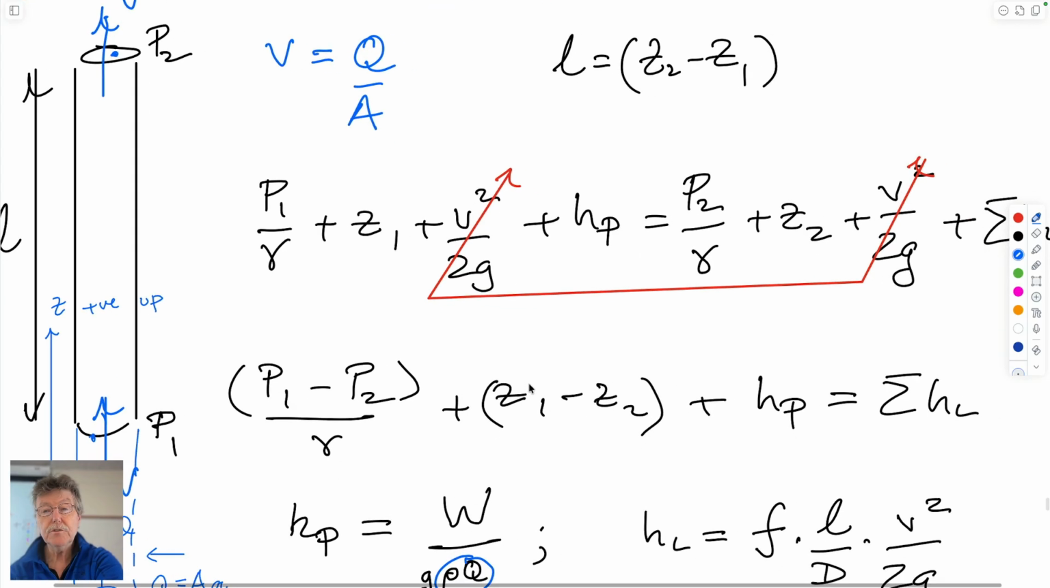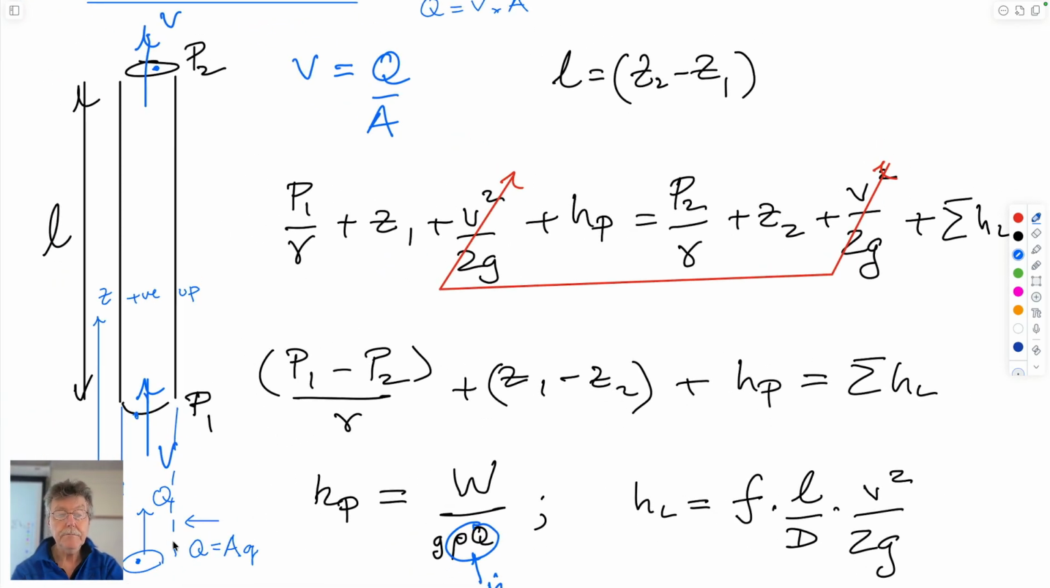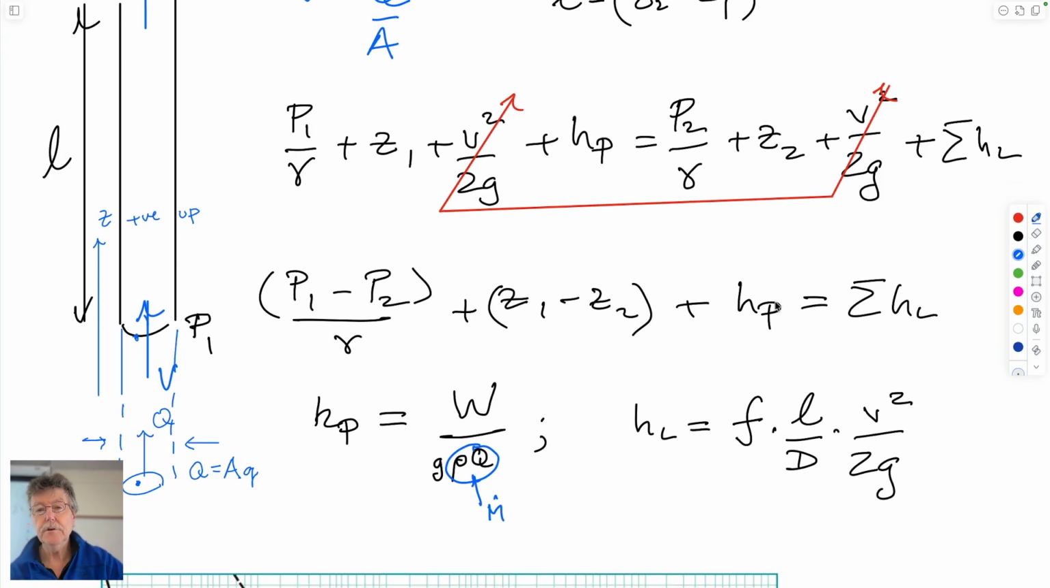Bernoulli's is written between upstream at the bottom and downstream at the top. Elevations are at the base of the well and at the top of the well. Velocities along the length of the well will not change, and so these two terms will drop out. And you have to balance this with frictional losses along the pipe.